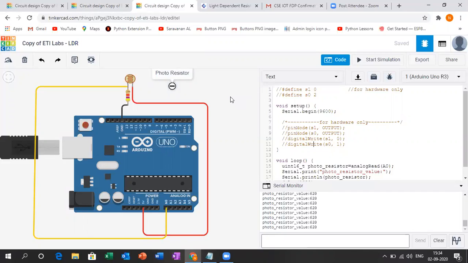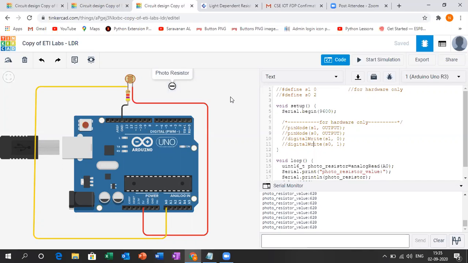Actually, we are increasing or decreasing the light intensity on the LDR, and when we are decreasing it, the resistance of the LDR is increasing. That means the voltage drop across this LDR will increase as compared to the resistor, and we are taking the output across that resistor. So it will also drop.